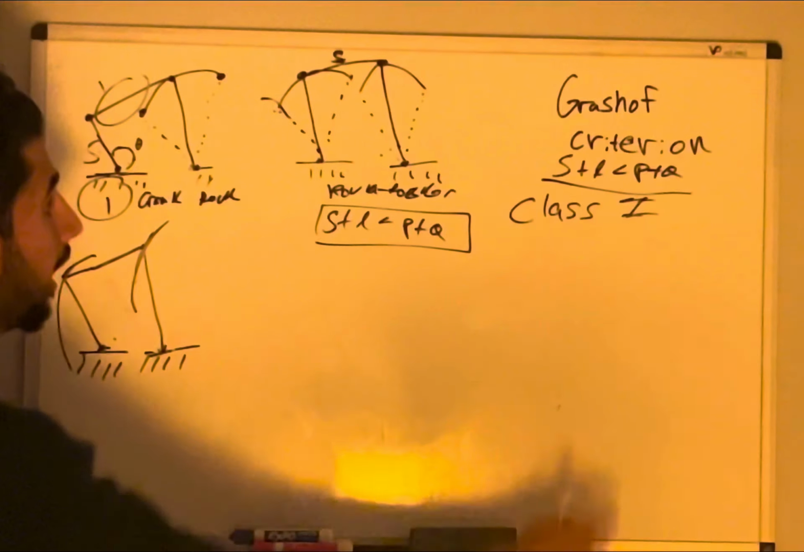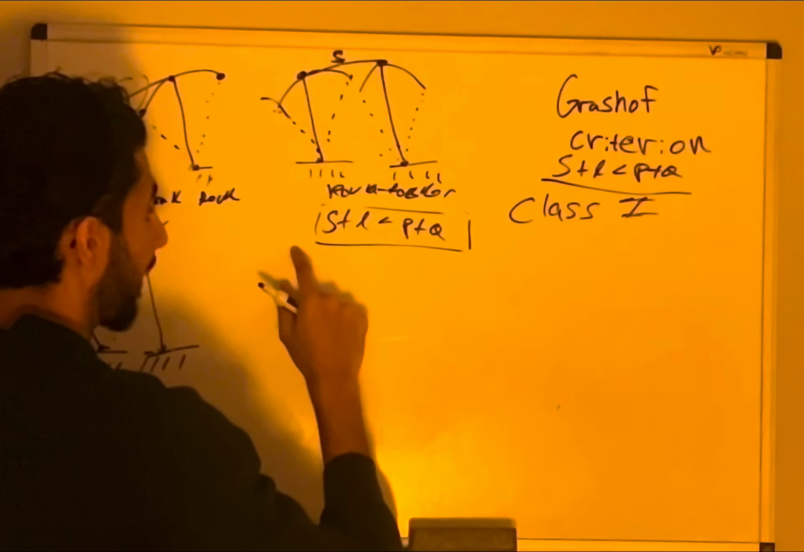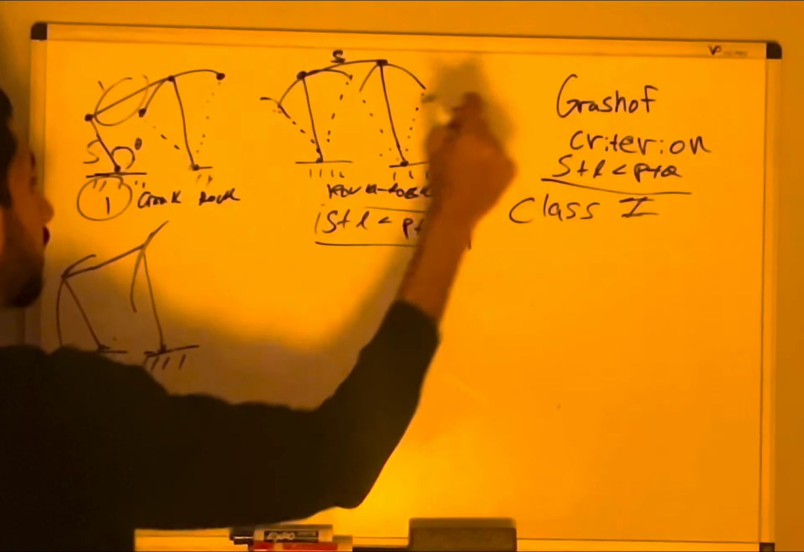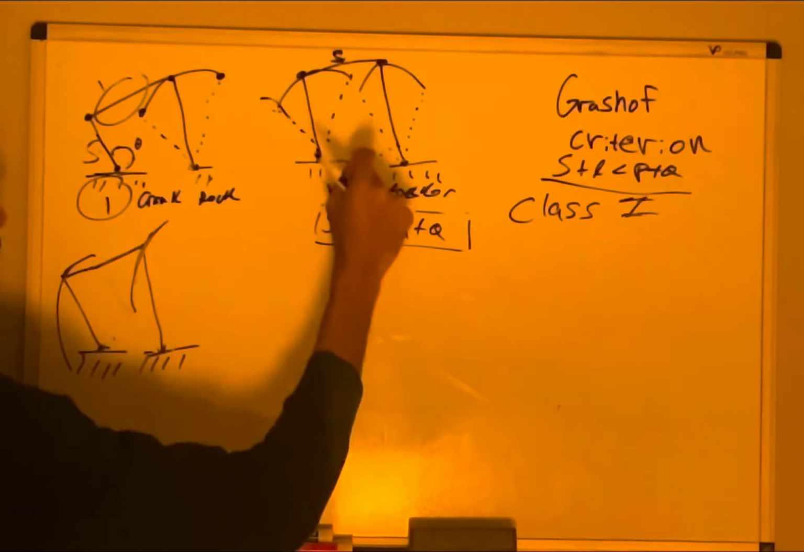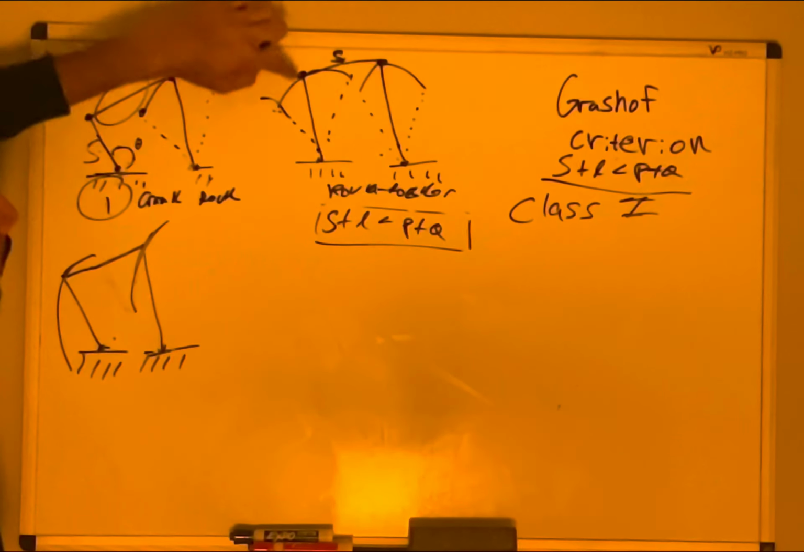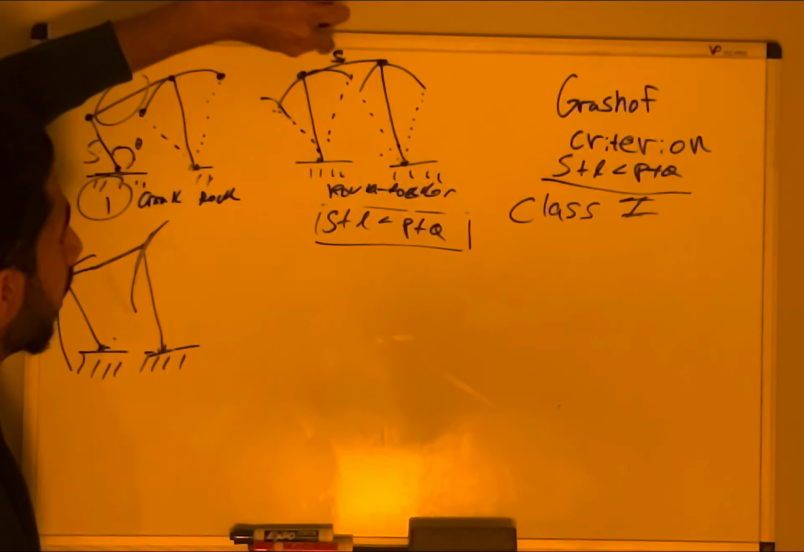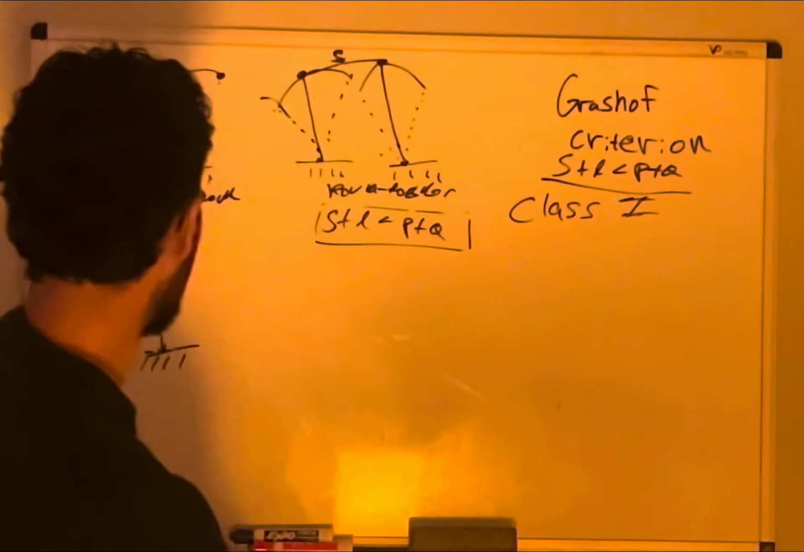Once again, if the Grashof criterion is satisfied, we have a class 1 kinematic chain. That means that at least one link in the mechanism undergoes forward rotation. To achieve a rocker, the link opposite the shortest is grounded. So every inversion that first satisfies this and has the link opposite the shortest grounded is said to be a rocker.